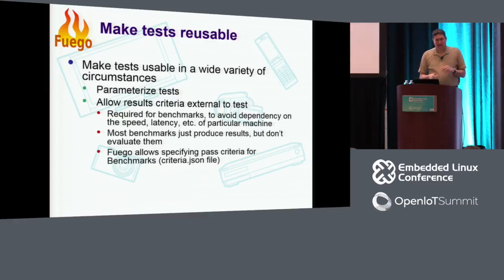In the case of benchmarks, every benchmark is going to depend on your board and on the flash you chose and on the network hardware that you've got on there. So the benchmarks have to be customized. If you're doing pass or fail on the benchmarks, you have to allow the user to specify what the threshold is for success or failure. And Fuego does that through the criteria JSON file.